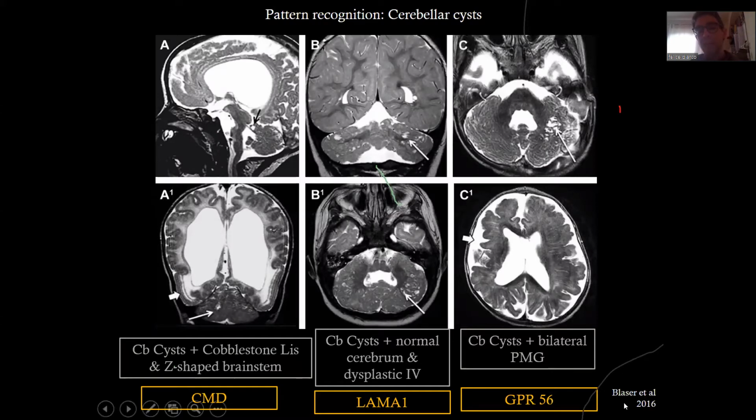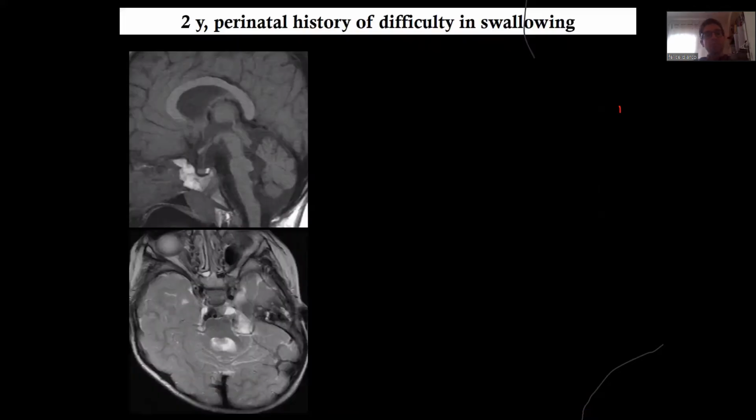This paper is the one that I showed you at the beginning of the lecture. I will share this as well and will show you in detail all these malformations. Now, again, let's start with another pattern recognition. This is a 2-year-old child who is deaf, first of all, and cannot hear much, and has this perinatal history of difficulty in swallowing. Now look at the brainstem and remember the normal brainstem as I showed you before.